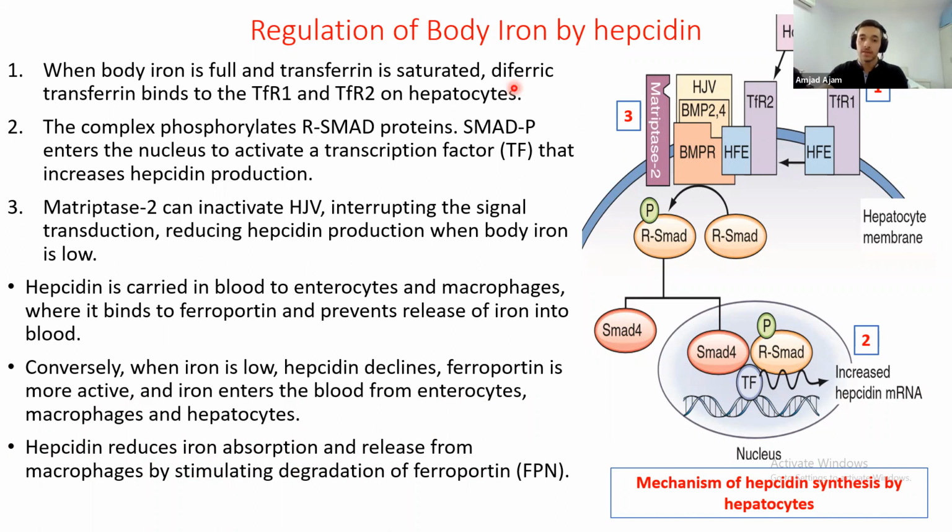The matriptase, this protein, will inhibit this complex, and therefore you cannot phosphorylate SMAD. SMAD in this case is basically an enhancer of transcription. In order to perform its function, it should be phosphorylated. So if matriptase comes, it will inhibit this complex. So SMAD cannot be phosphorylated, and therefore it will not enhance transcription of hepcidin. Therefore, less hepcidin is produced.